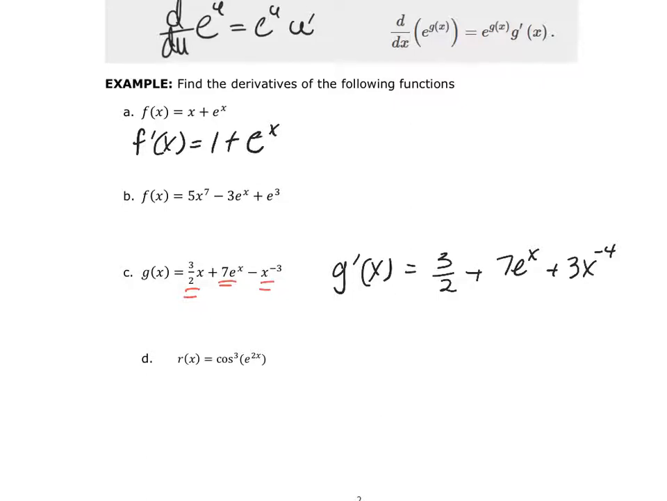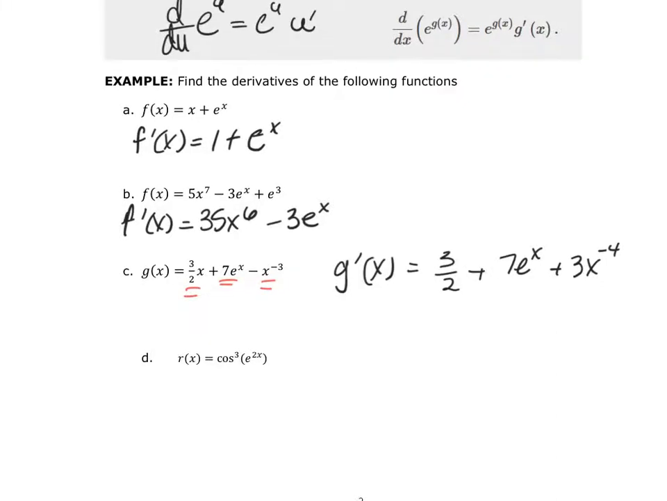So on B, f prime of x, what is the derivative of 5x to the 7th? 35x to the 6th. What is the derivative of negative 3e to the x? Negative 3e to the x, all day long. And then e to the third is a constant. So it's plus 0, or you don't even have to do that. E to the third is a constant. If that was e to the 3x, then I'd have to do something with it, but it's just a constant.